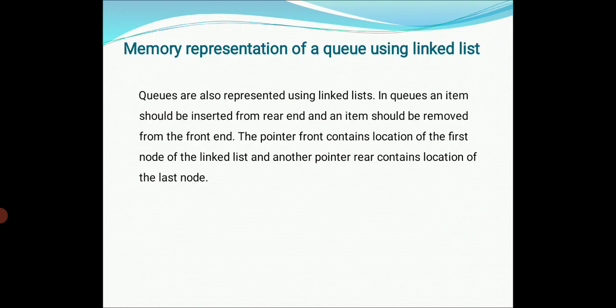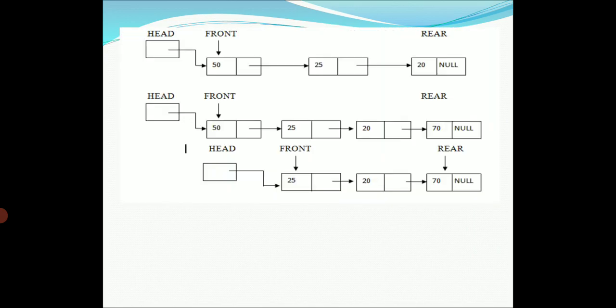Then the second representation, the memory representation of the queue using a linked list. Queues are also represented using a linked list. In queues, an item is inserted from the rear end and an item is removed from the front end. The pointer front contains the location of the first node of the linked list and the other pointer, rear, contains the location of the last node. So this is the diagrammatic representation.